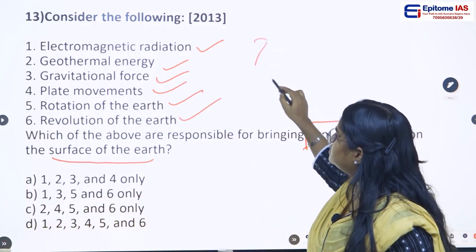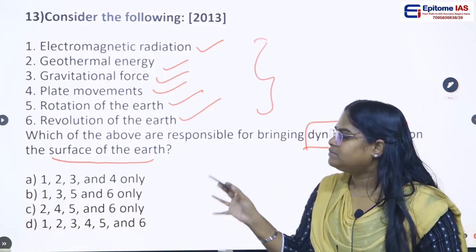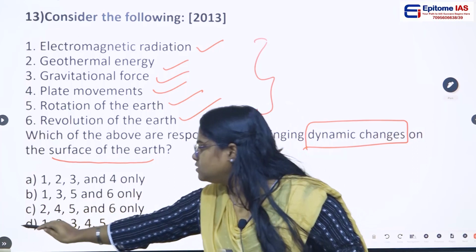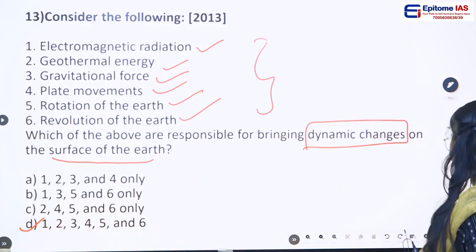So all these factors cause some sort of changes to the surface of the Earth. So what is the correct answer? Option D, 1, 2, 3, 4, 5, 6.